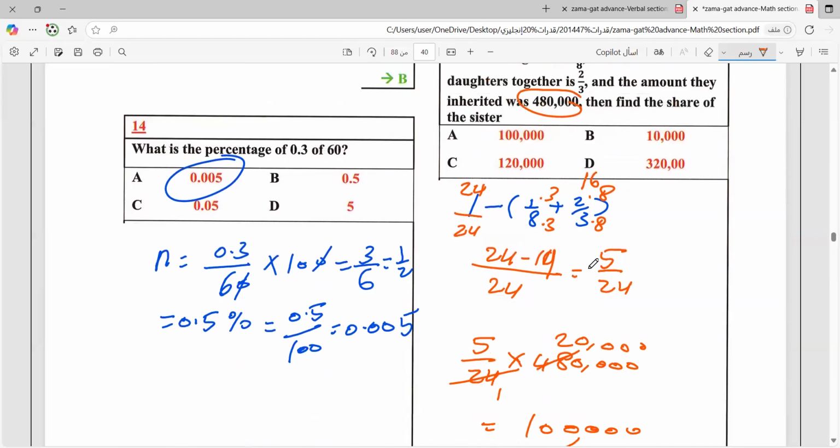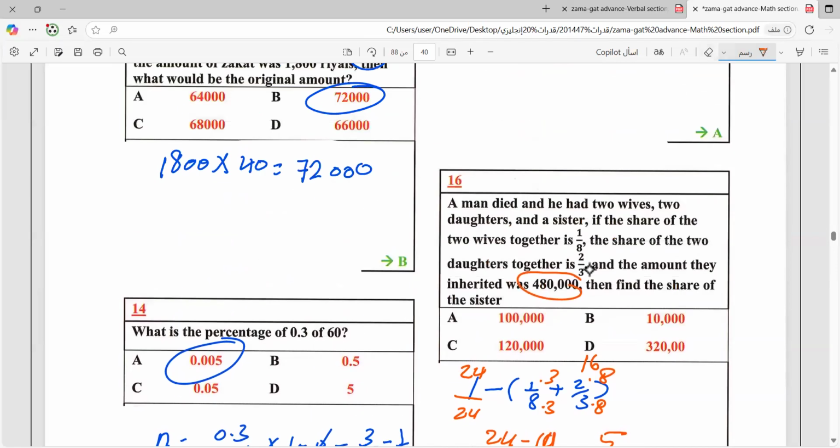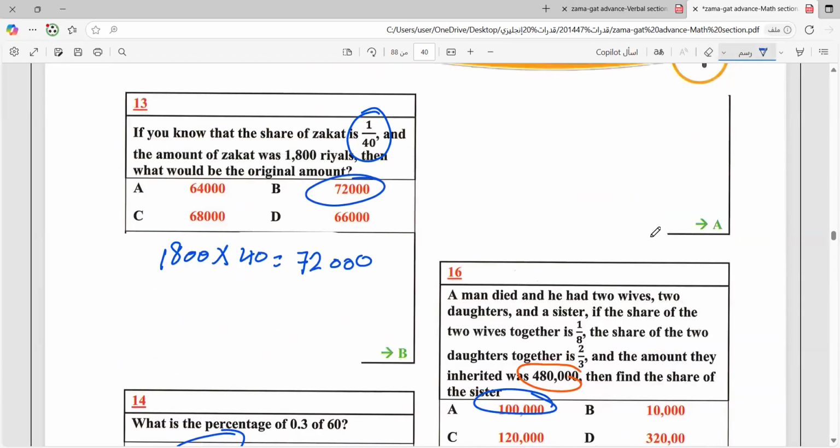Okay, this is 100,000. So the answer is A. This is the first way. And the second method, you multiply 48,000 times 18, also times 2 over 3. You find it, then you subtract. Okay. Clear?